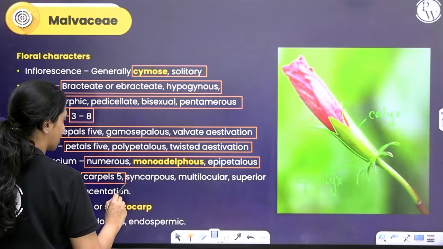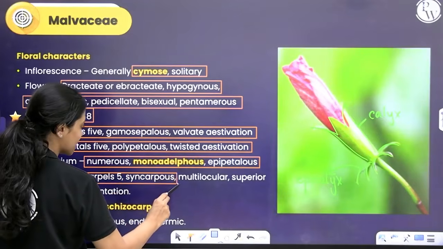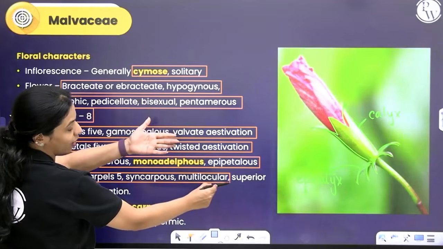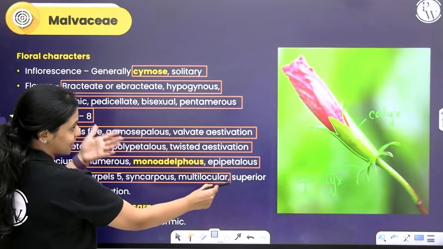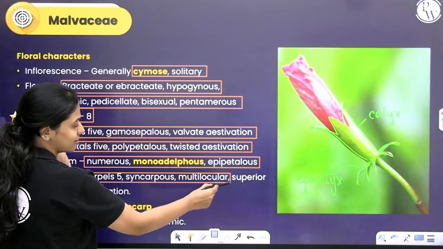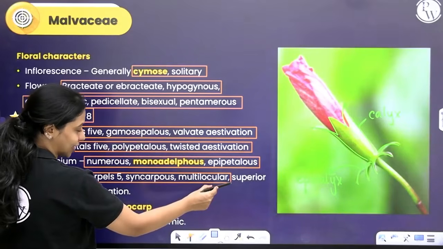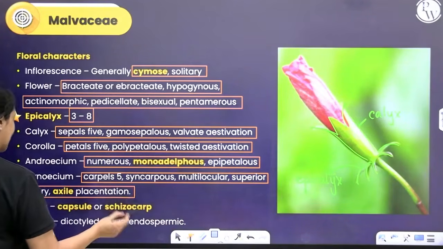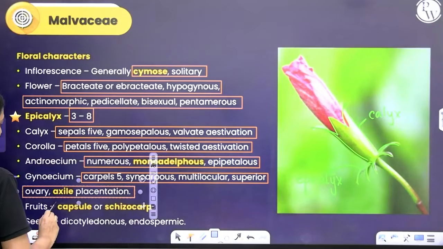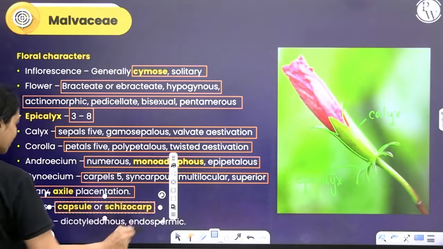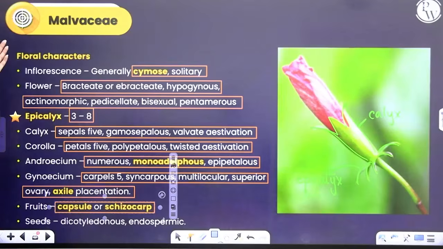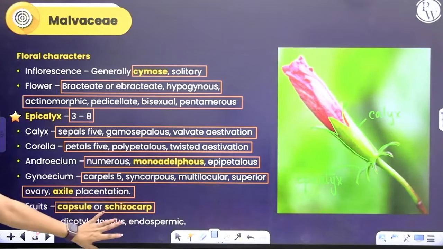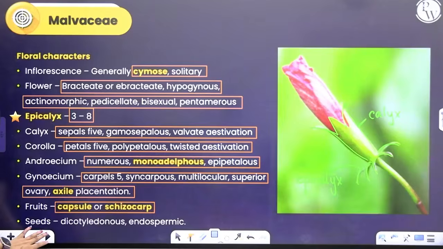And gynoecium, it is a pentamerous flower. Here you have 5 carpels, they all have fused, so it's syncarpous. It has multilocular ovary. We know that because this is an example for axile placentation. In axile placentation, septa are present and the ovary is multilocular. We already know that. It has a superior ovary and shows axile placentation. The fruit could be a capsule or a schizocarp, and the seeds, because it is a dicot family, will have 2 cotyledons and usually it is endospermic. In some species it may be non-endospermic as well.